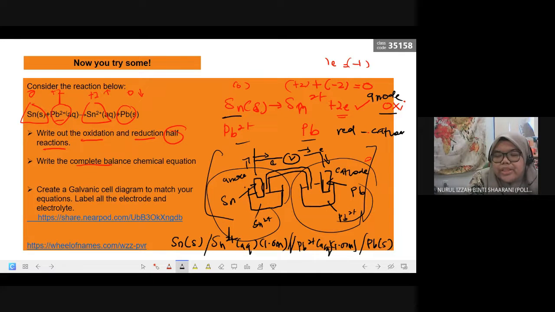So that means kalau kita membaca daripada cell notation, kita boleh bayangkan macam mana galvanic cell kita tu. Or from the galvanic cell kita dah boleh construct the line notation ataupun shorthand form of a galvanic diagram ni. So that is cell notation lah kita panggil.